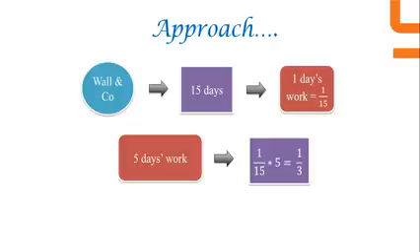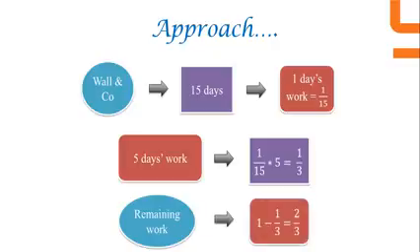Now, the remaining work is completed by both the companies together. So, let's first find out what is the remaining work. As I said in the beginning, the total work is considered to be 1 unit, and 1 by 3 part of the work has been completed. So, the remaining work will be equal to 1 minus 1 by 3, equal to 2 by 3. Now, we need to find out how many days the two companies took to complete 2 by 3 work.